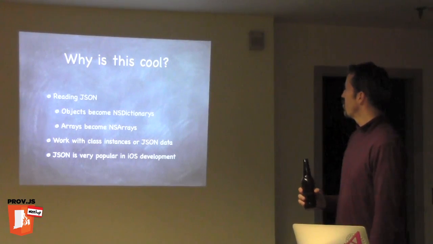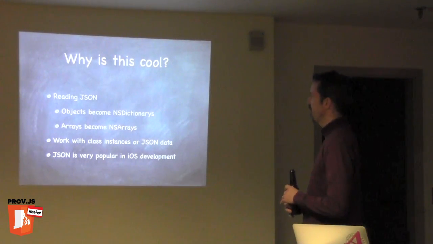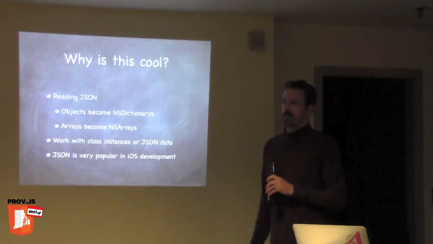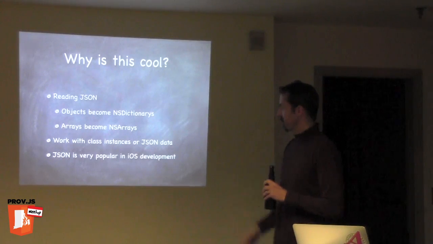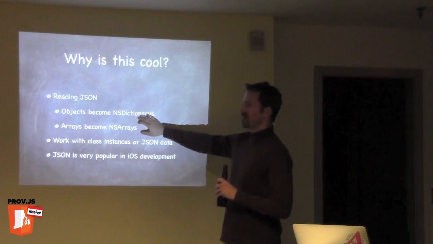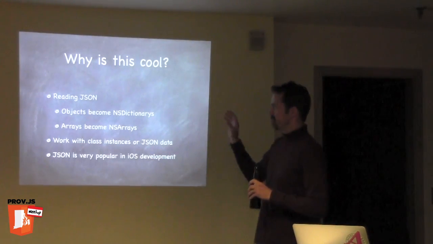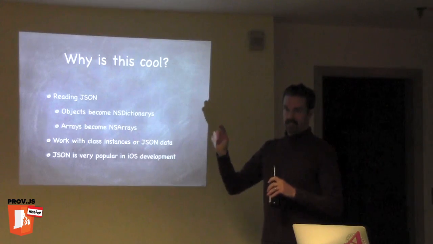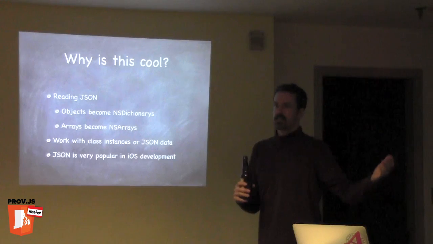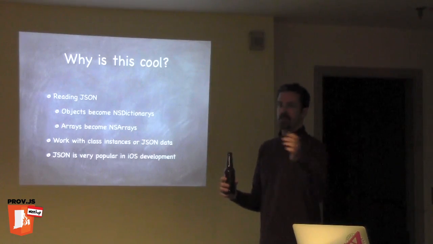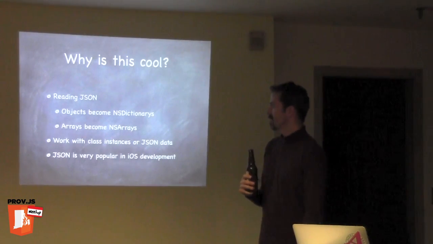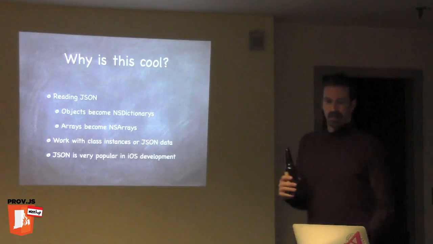So why is this key value stuff cool? Well, when you're dealing with web services that return JSON, when you deserialize the JSON, you get dictionaries and arrays. So the fact that they're key value compliant means that I can write stuff that deals with them as well as my strongly typed objects, and I can go back and forth between them pretty easily. So that's one example where it makes a big difference.